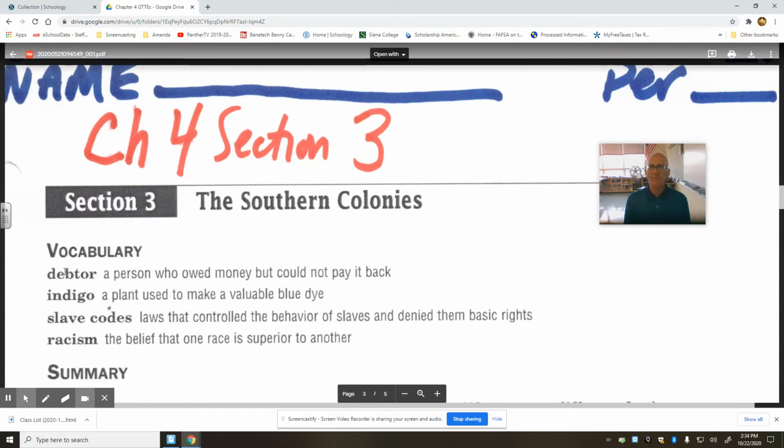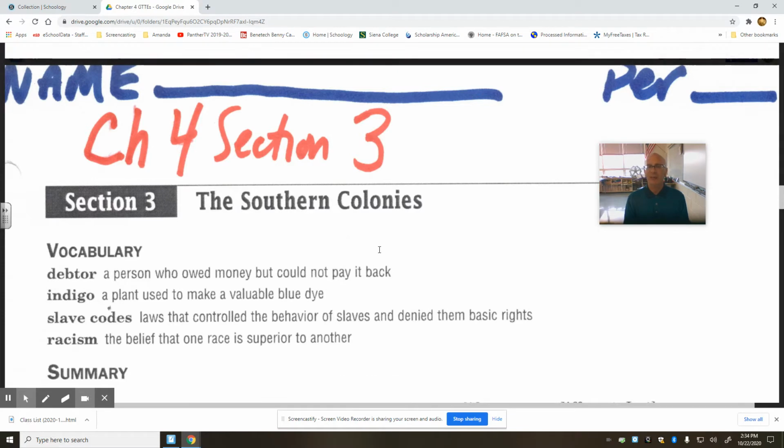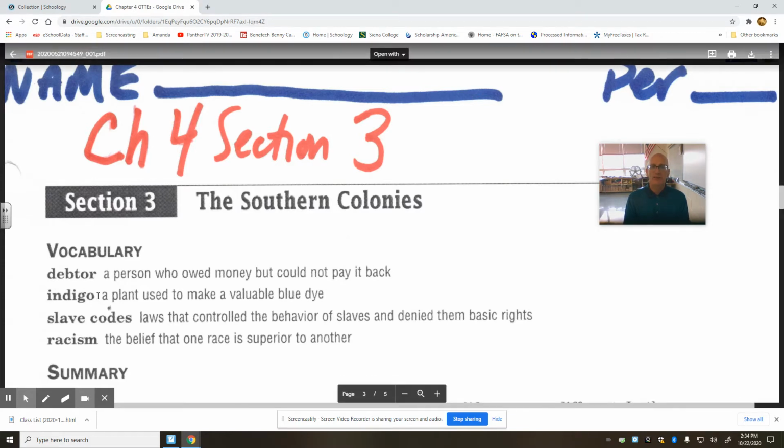First vocab term, debtor, silent B, debtor. A debtor is a person who owed money but could not pay it back. Smaller word there is debt. A person who is in debt is called a debtor, a person who owed money but could not pay it back. Indigo is a plant used to make a valuable blue dye.